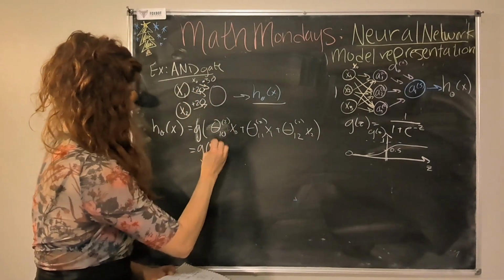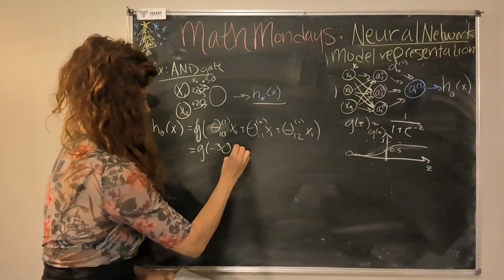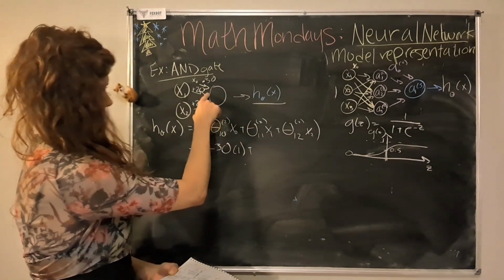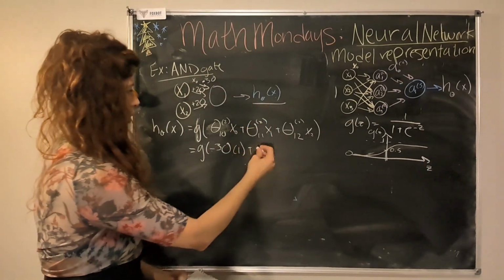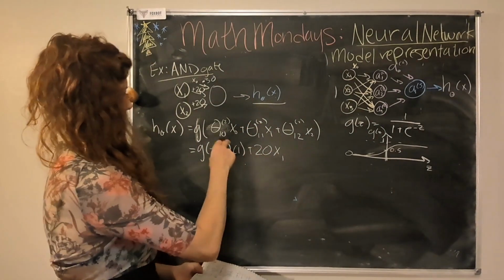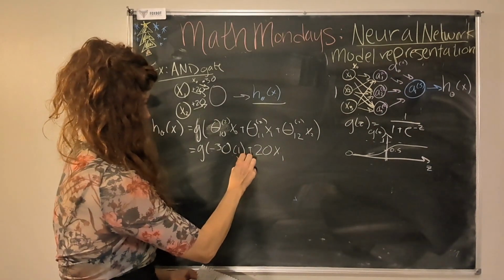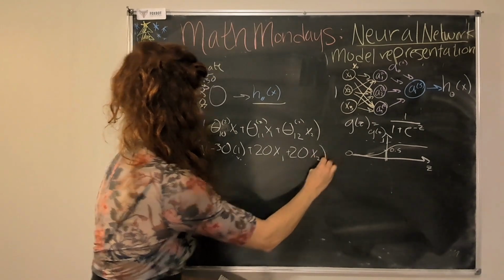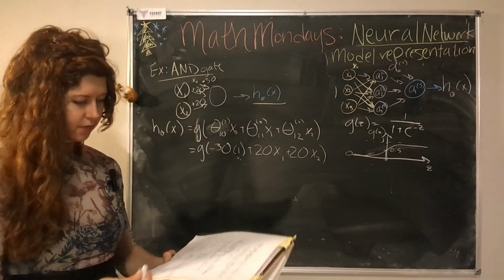So this equals a sigmoid function of -30 times 1, our bias x0, plus our second weight, 20 times x1. Sorry, the first one was x0. And then plus 20 times x2. Okay, so that is our hypothesis function.